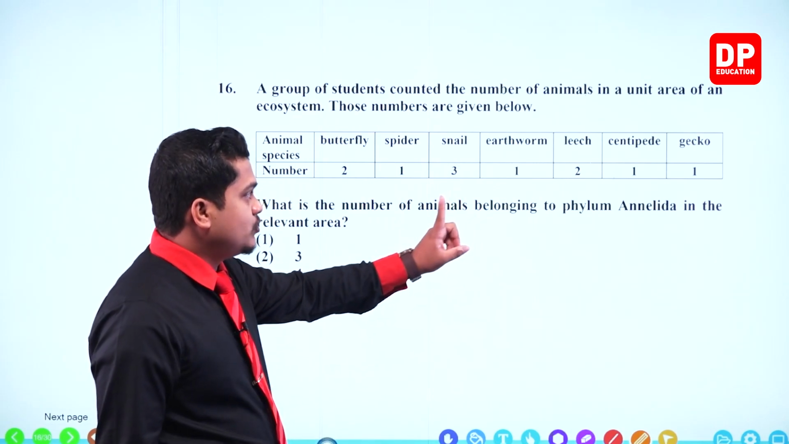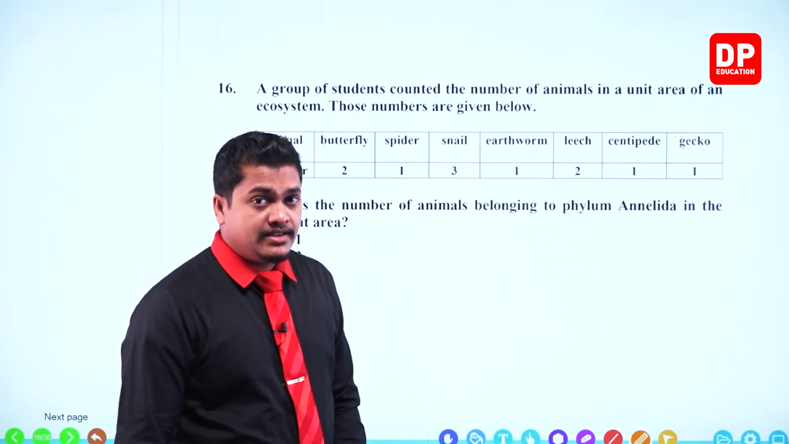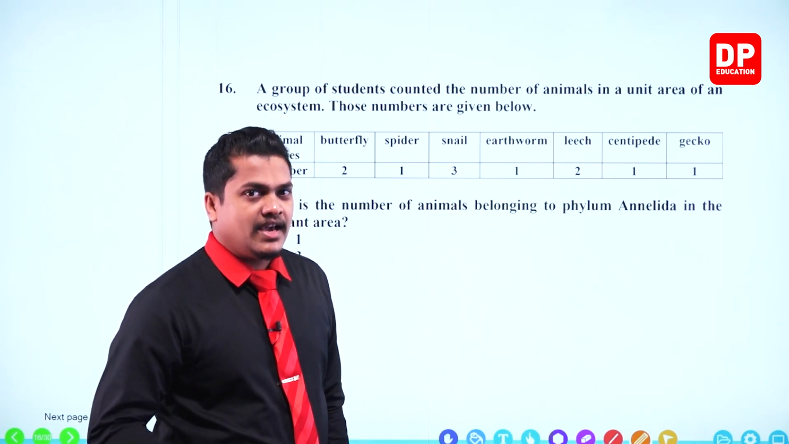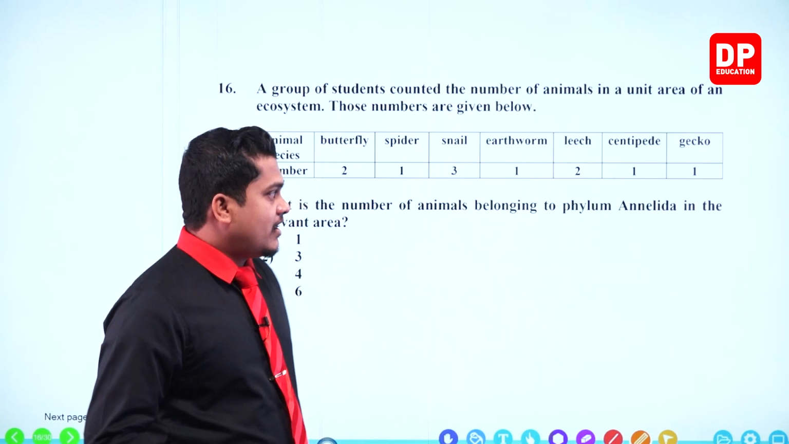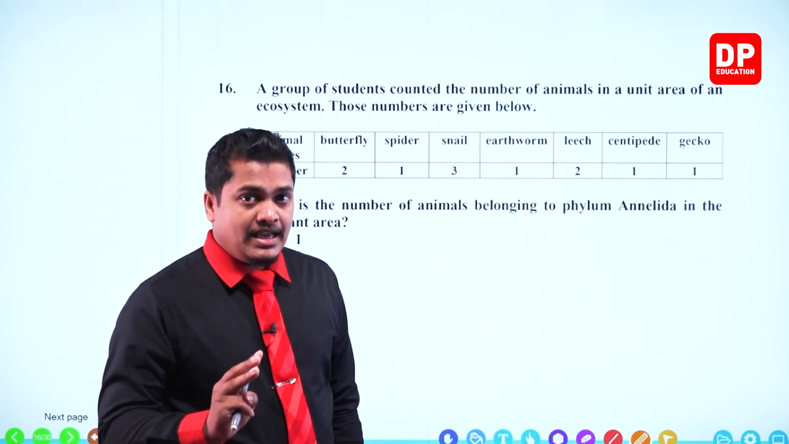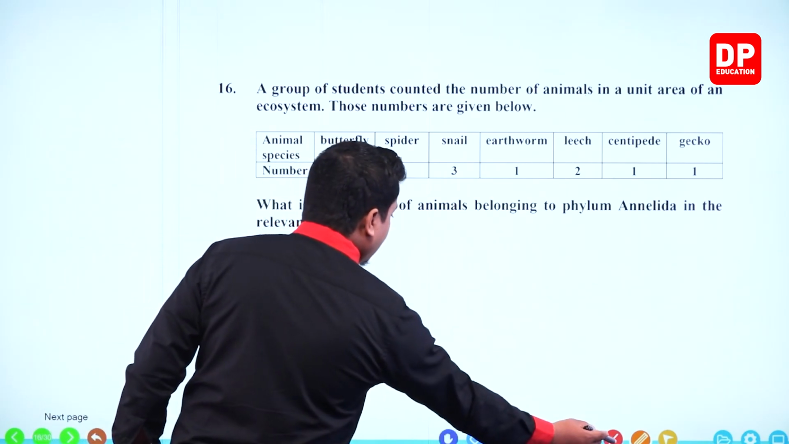So earthworm, there is one. Leech also belongs to the annelids, a kind of worm. We can take it like a worm, right? It has a worm-like body. So therefore, my dear children, 1 and 2, there are altogether 3 annelids. So the answer should be 3. Yes, 3 is given here.